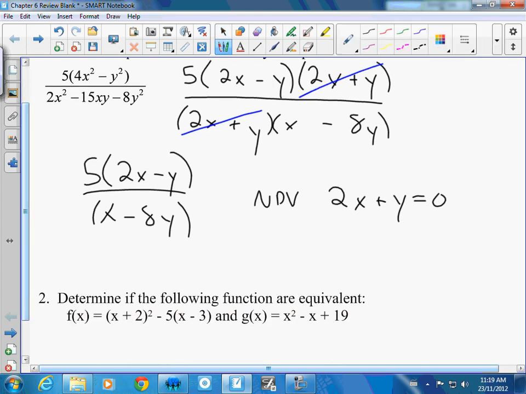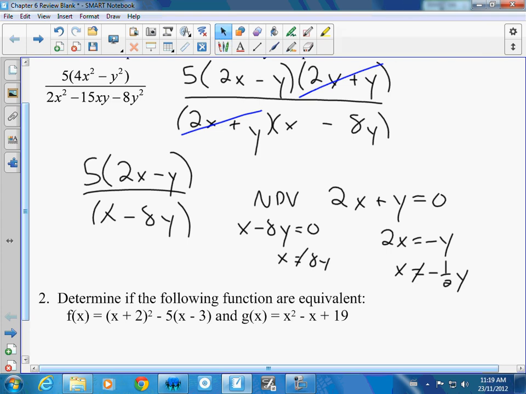Okay, so we move that. So 2x equals negative y, x equals negative a half y, right? Is that right? Or y over negative 2, or y over 2, sorry. And that can't be right, so we put that. What's the other one? x minus 8y equals 0. X equals 8y. Oh, that one's already in that form, isn't it?